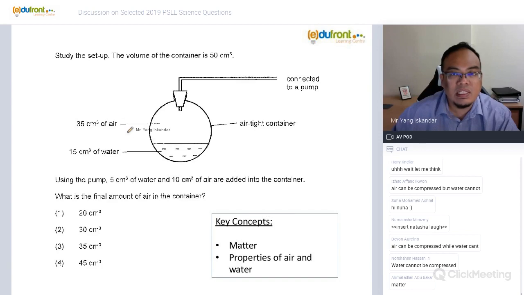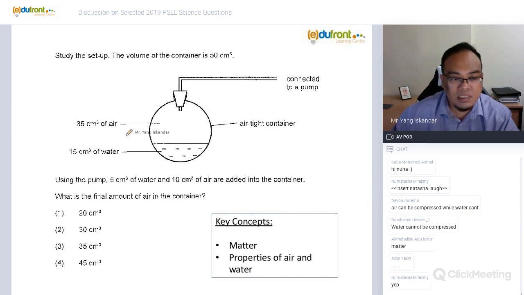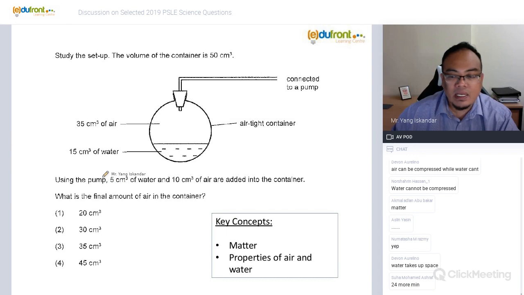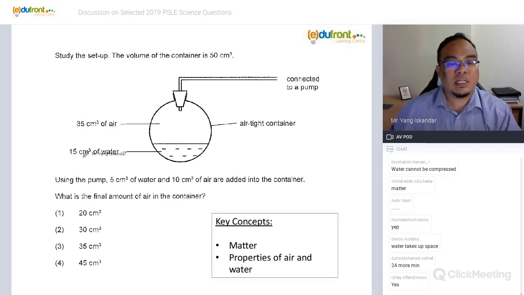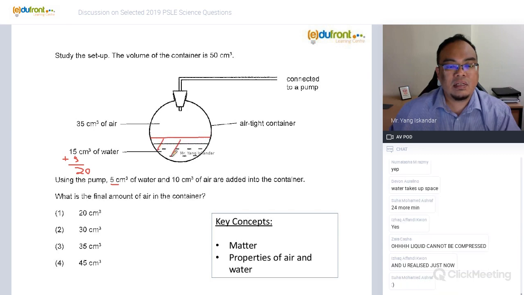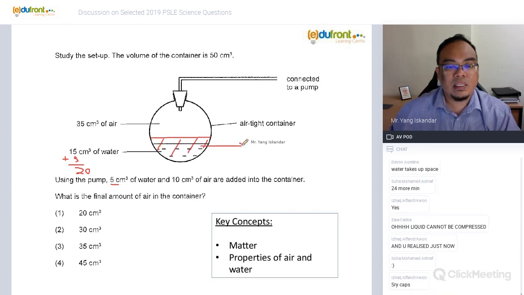Okay, so we know that water is in the liquid state, right? Liquid has no definite shape, has a definite volume, and cannot be compressed. But air has no definite shape, no definite volume, and can be compressed. So what happened when, you can see initially 15 cubic centimeter of water. So using the pump, 5 more is added, right? So plus 5, you have 20.